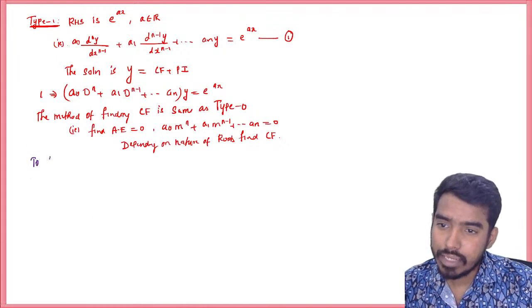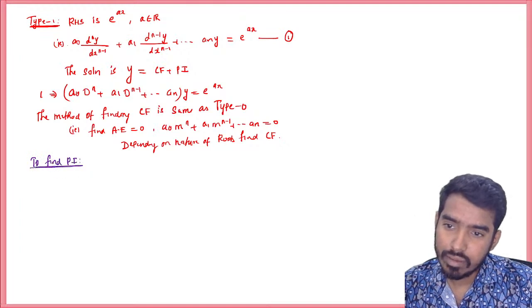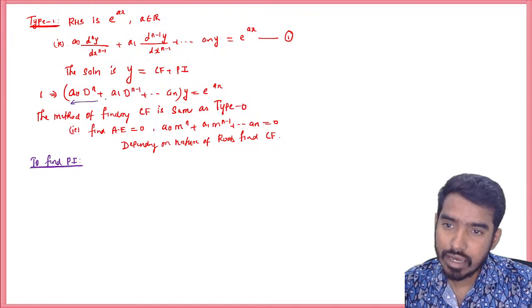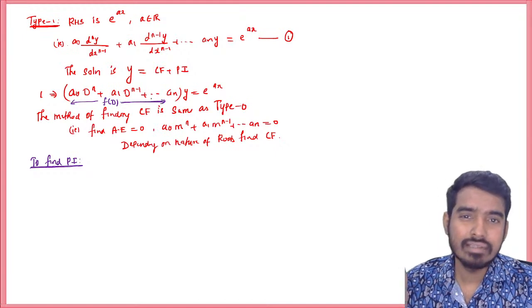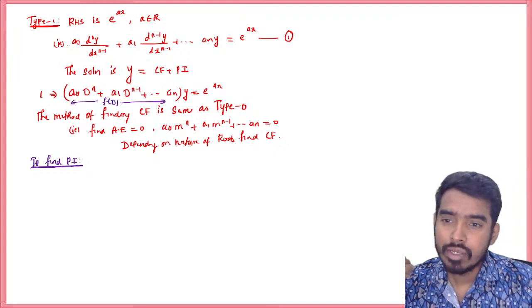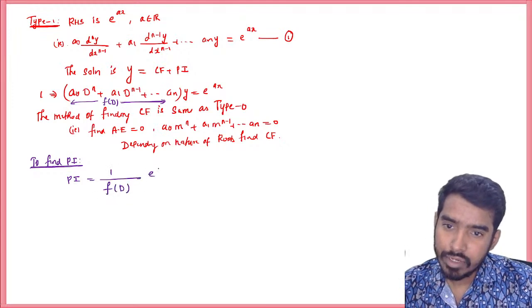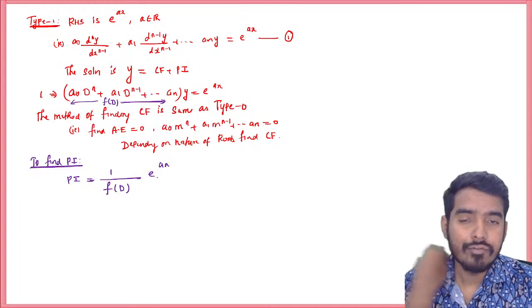So to find PI, let us call this as a function of D. I don't want to write this lengthy term, so I'm going to denote this as f of D. This is a function of D. Now the PI is given by 1 divided by f of D into e power ax, right?